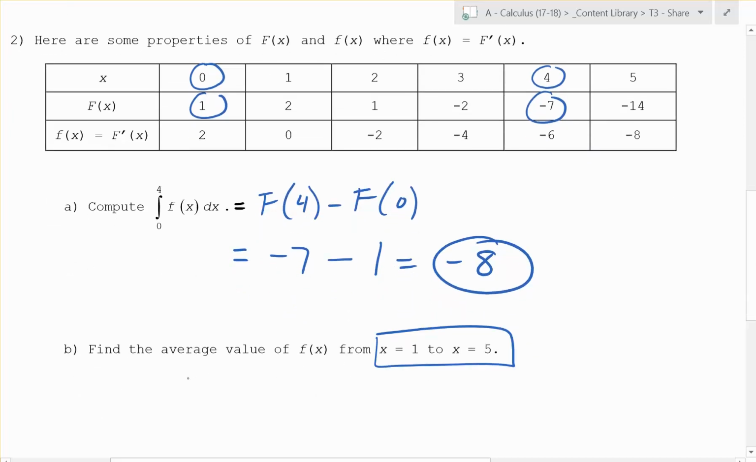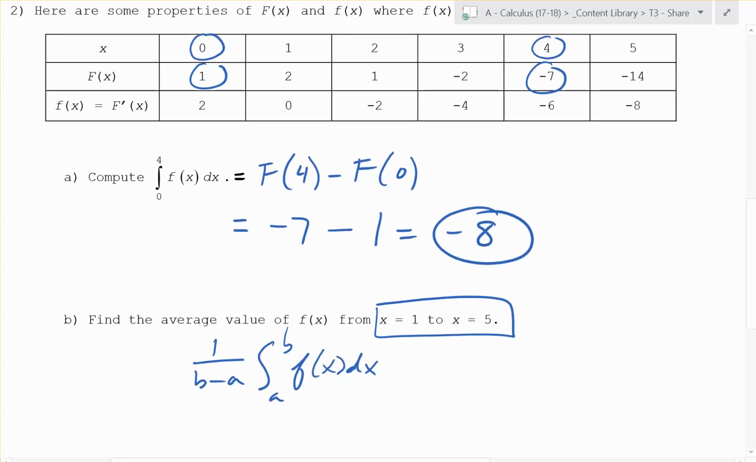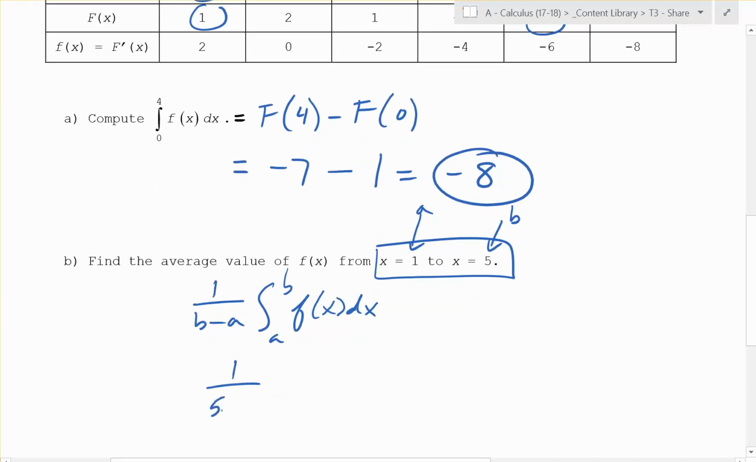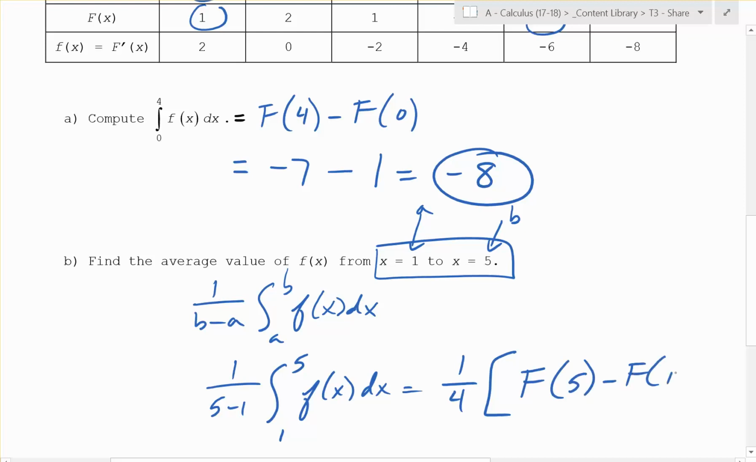Well, we know the formula for average value tells us it's 1 over b minus a times the integral from a to b of f of x dx. So we need the area under the curve from, in this case, 1 to 5. So in this case, this is a and this is b. So what does this translate to? It's going to be 1 over 5 minus 1 times the integral from 1 to 5 of f of x dx. So that's going to be 1 over 4 times capital F of 5 minus capital F of 1.